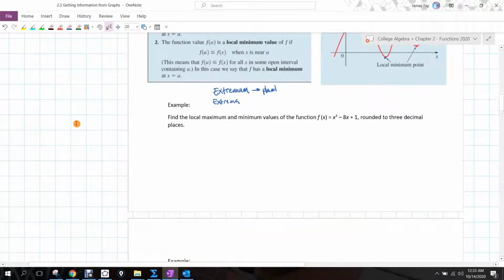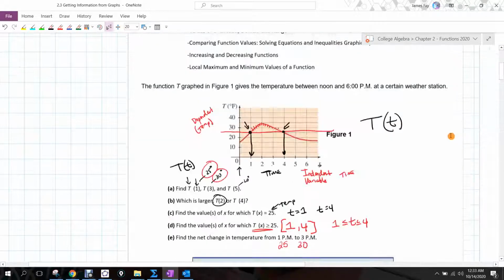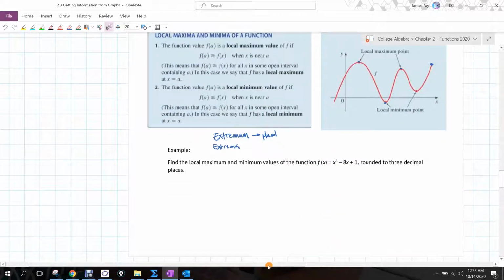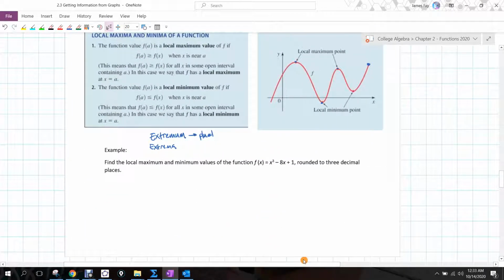The one thing to think about is when it asks you what is the maximum. When it asks the question what is the maximum, that is asking what is the y value, what is the largest y value. So the answer to the question what is the maximum is the y value.